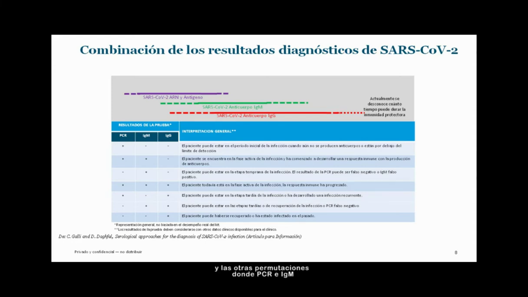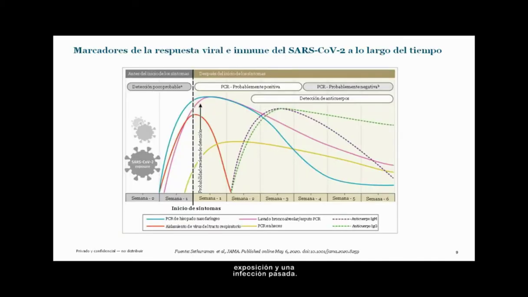And then there are other permutations where PCR and IgM can be positive if you're in the late stage of infection, or maybe there's a miss by the IgM assay, or you get into the later phases where serology is only positive. In the end, IgG is the most durable marker that would indicate exposure and a past infection.